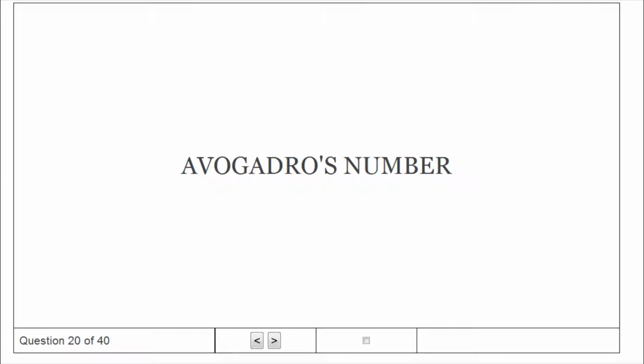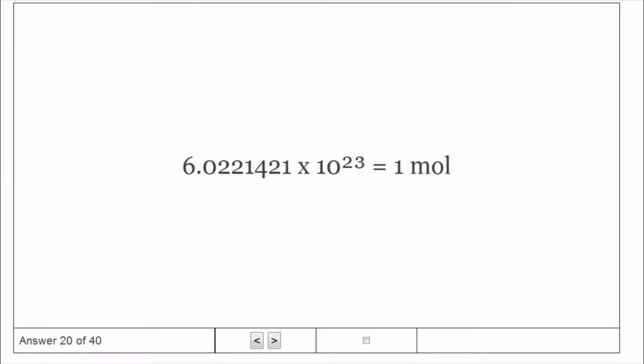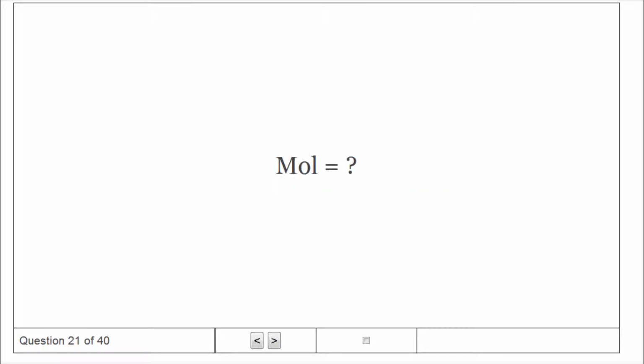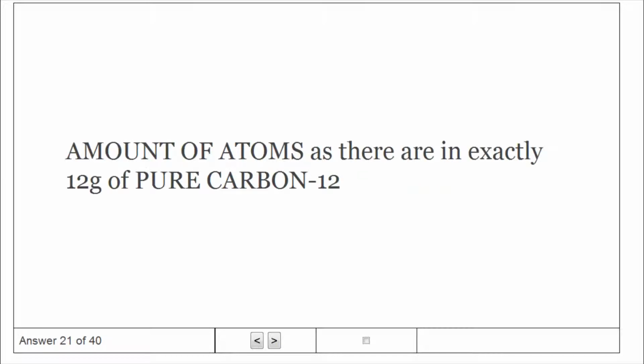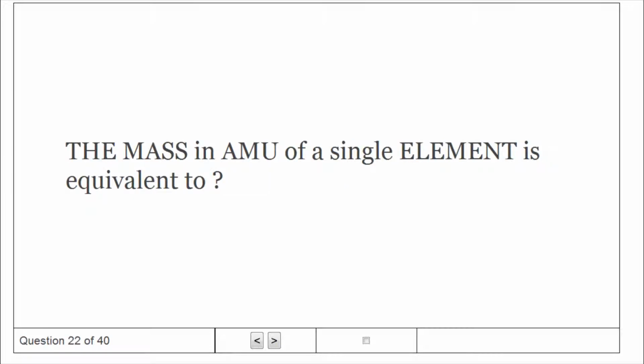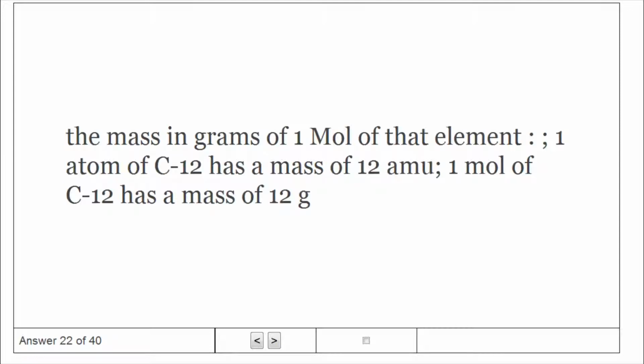Avogadro's number, 6.02214 x 10^23 per mol, equals the amount of atoms as there are in exactly 12 grams of pure carbon-12. The mass in AMU of a single element is equivalent to the mass in grams of 1 mol of that element. 1 atom of C-12 has a mass of 12 AMU. 1 mol of C-12 has a mass of 12 grams.